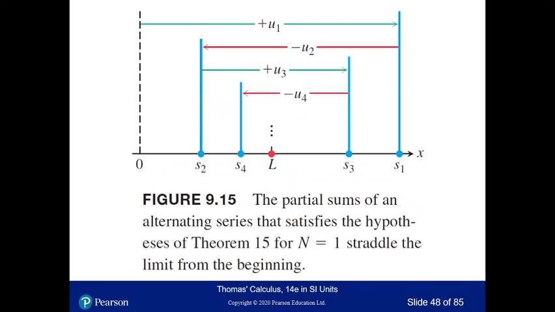Alternating series and conditional convergence. What's an alternating series? An alternating series is when the terms are positive and negative, okay?